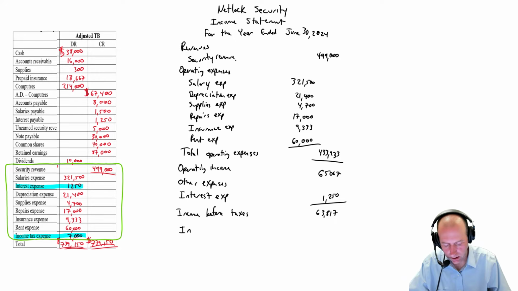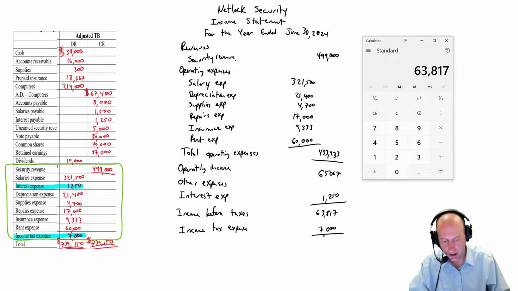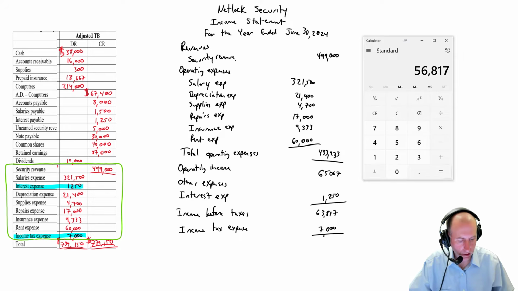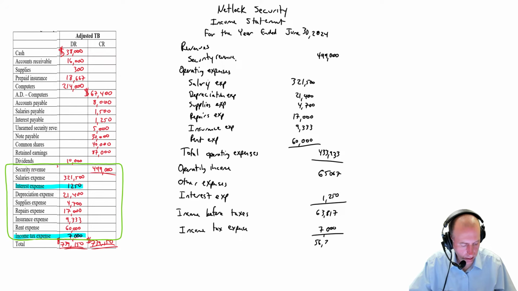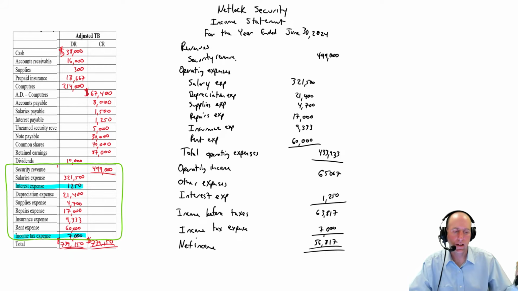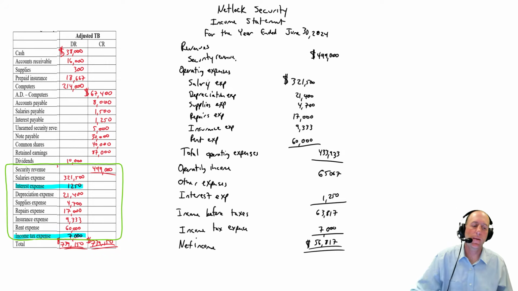Now we have income tax expense. Our income tax expense, $7,000. $63,000 minus $7,000. It's going to be $56,000. $56,817. This is the bottom line of our income statement. This is our net income. We know that this company made $56,000 in profit this past year. Dollar sign at the top of each column, dollar sign beside the bottom line, and there we have it. Our income statement is in the bag.